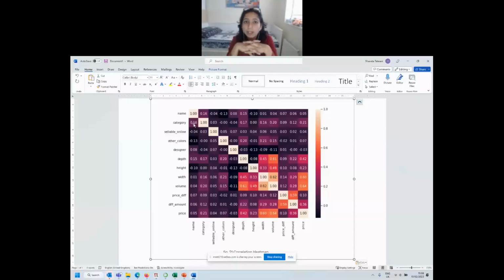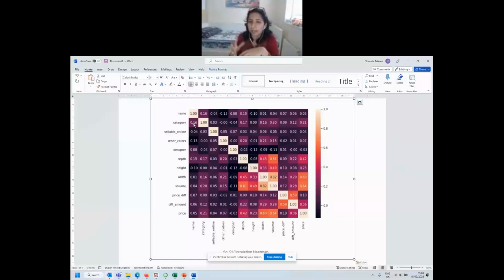If the inflation rate is increasing, then sales is decreasing. So this is the negative correlation. If it is -1, then it is highly negatively correlated. If it is +1, then it is highly positively correlated. If it is 0, then it has no impact.